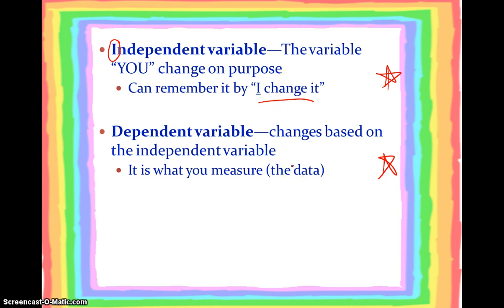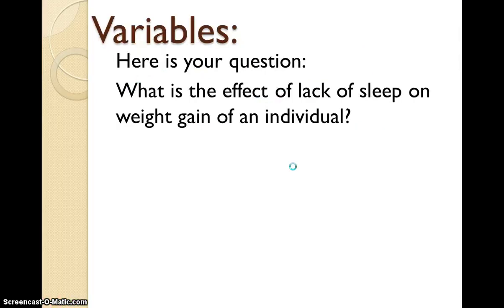If it's easier for you to find out which one you can change, then start with independent. If it's easier for you to identify what you're going to measure, then start with that one. Because if you know one, you can figure out the other one. Okay? So let's do an example. What is the effect of lack of sleep on weight gain of an individual?